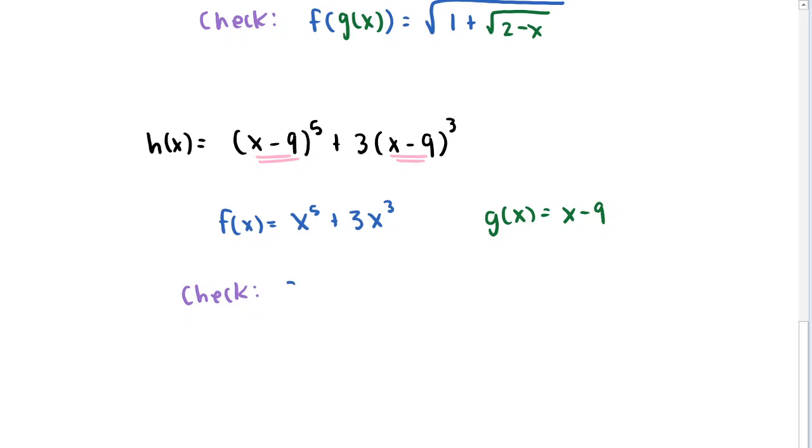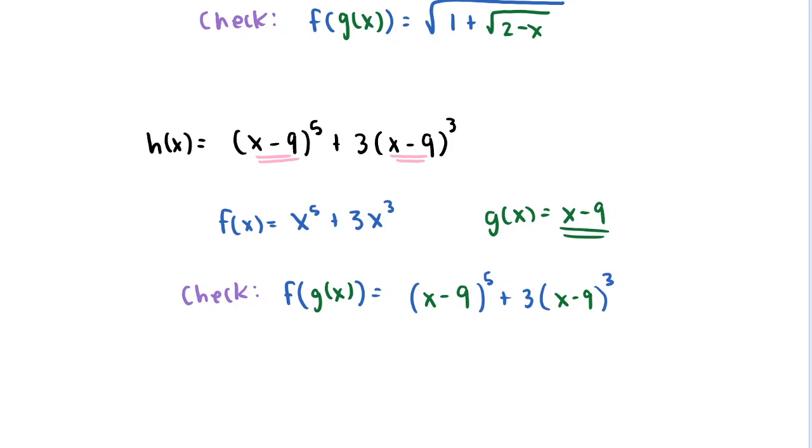Well, if I have f of g of x, what I do is I take my g of x function as the input. So wherever I see my input variable in f, I replace that with g of x. So here, take x minus 9, and I raise that input to the power of 5. And I take 3 times our input to the power of 3, but the input again is x minus 9. So we get the same thing. Or sorry, we get that same h of x.